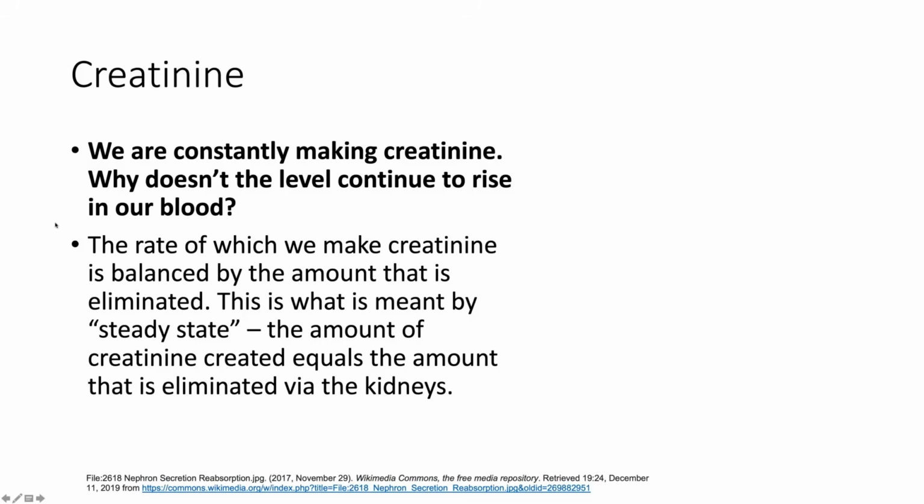Basically, the idea is that the rate at which we make creatinine is balanced by the amount that's eliminated, right? So the reason why we reach a steady state is because the amount of creatinine that we create at any given time should roughly equal the amount of creatinine that's eliminated via the kidneys via filtration. That makes sense? So that's what we mean when we see a steady state: amount in equals the amount out.